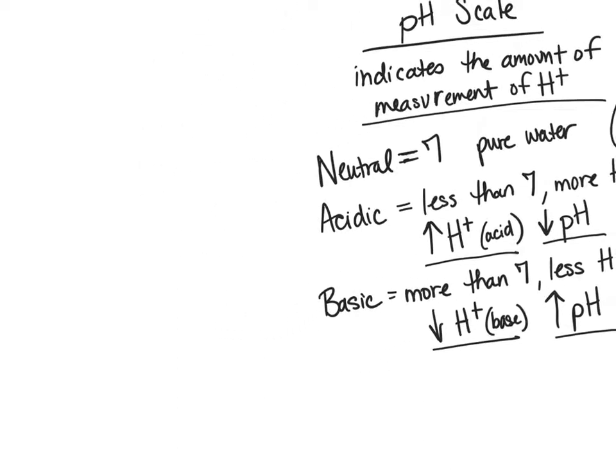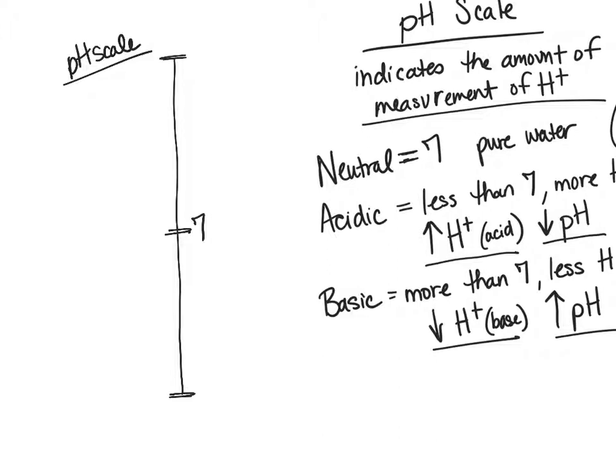So if we look at that, really what that looks like is something like this. Our pH scale, I don't know why I drew arrows on there, it's ends. And then we have our middle. So in the center is 7. This is our pH scale. In the center is 7. Up here would be 0, let's say. And then it goes to 14. So our pH scale goes from 0 to 14. 7 in the middle is pure water.